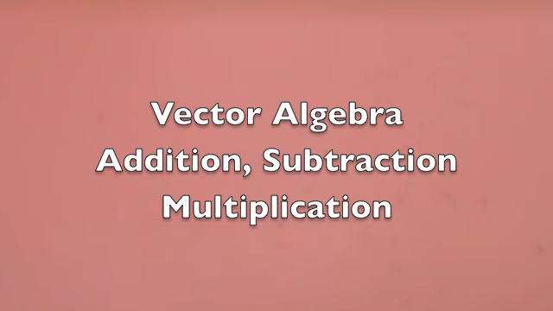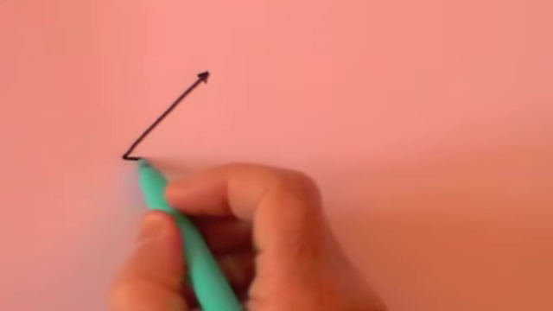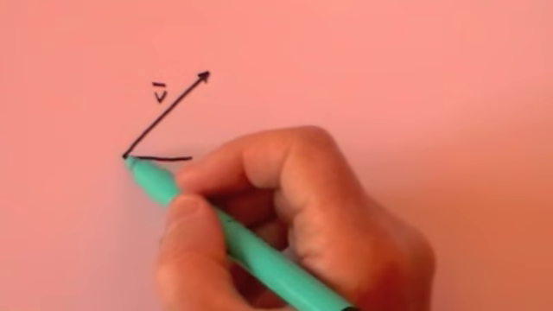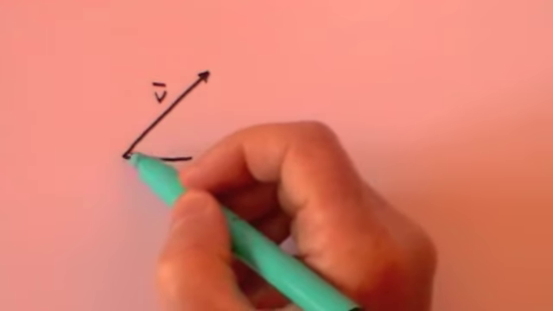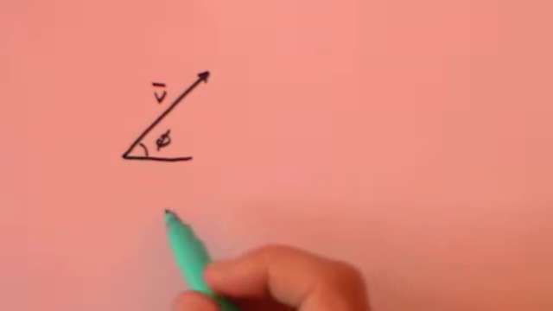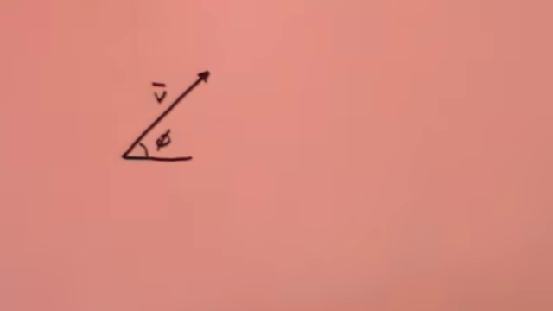Hello, today we're going to do some basic vector algebra looking at vector addition, subtraction and multiplication. The important thing about a vector, which distinguishes it from what is called a scalar, is that a vector has both magnitude and direction. So the magnitude of a vector is given as the length of the vector, and the direction is given as an angle, which in this case I've shown as from the x-axis.